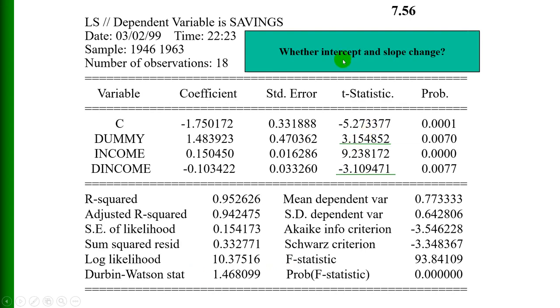This is whether intercept and slope both change. So in this case, yes, both are different. This one is significant, and this one is also significant. This is the interaction coefficient, and this is the dummy coefficient, and both of their absolute t statistics are greater than 2, and their p values are less than 0.05. So these are significant. So it means that the slope and the intercept are both different.